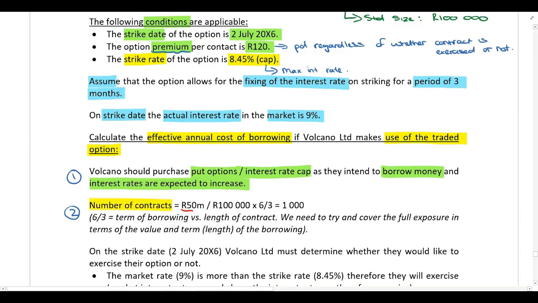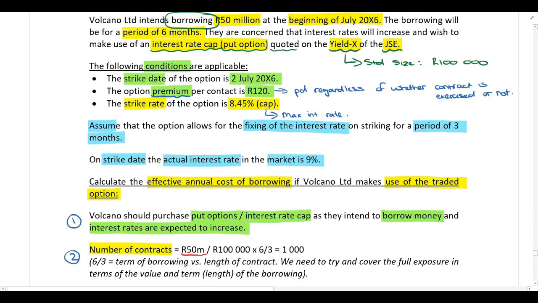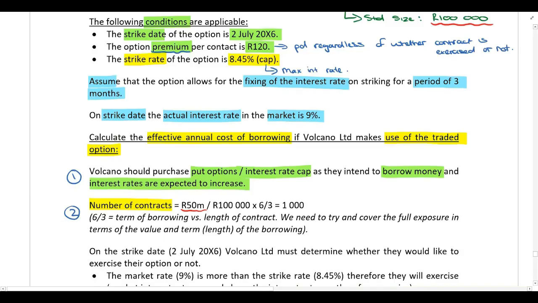The loan amount is 50 million, and because these contracts are traded on a formal exchange, we have a standard contract size of 100,000 Rand. Now guys, please just be careful. When we're calculating the number of contracts, we always need to match the term of the contract to the term of the loan. So please note, we were told that this option will allow them to fix the interest rate for a period of 3 months.